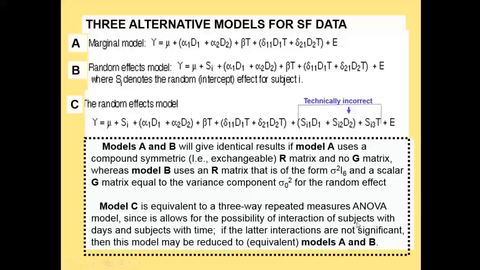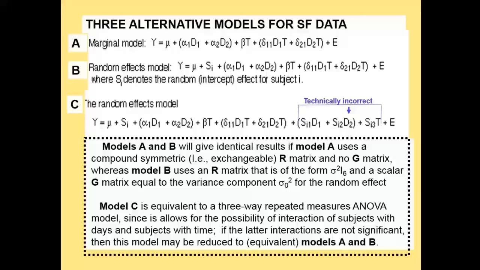If the latter interactions are not significant, maybe you could reduce it to model A and B. But this is a more general model that you might want to consider, which allows for the fact that maybe the subjects are interacting with days and time. If you don't consider this model, you'll never know whether there is this kind of interaction. You have to decide that.